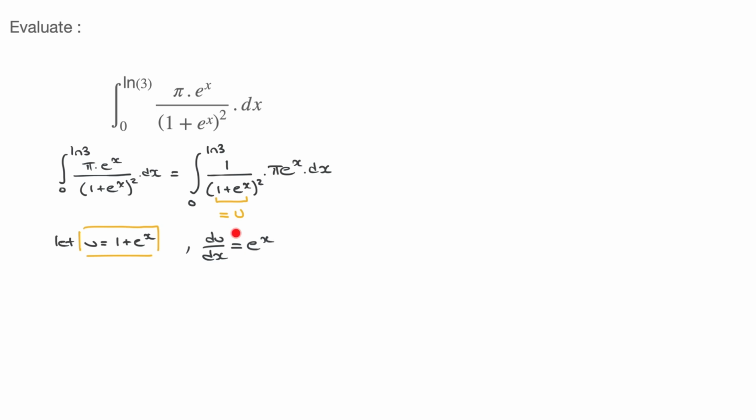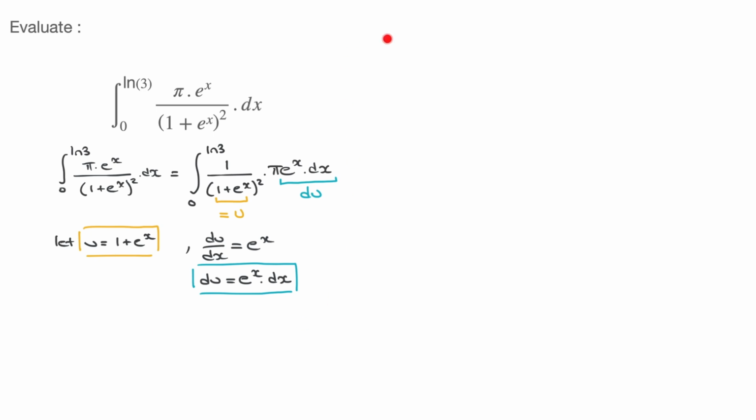And looking at this derivative, du/dx, as well as the product we have here, pi times e^x times dx, we quickly realize that we can rewrite e^x times dx in terms of u by rearranging this derivative. Indeed, if I multiply both sides of this by dx, we obtain du is equal to e^x dx. And so using this result, we'll be able to replace this e^x times dx by du. And now that we've established these two results, we can go ahead and rewrite what's inside the integral here in terms of the new variable u.